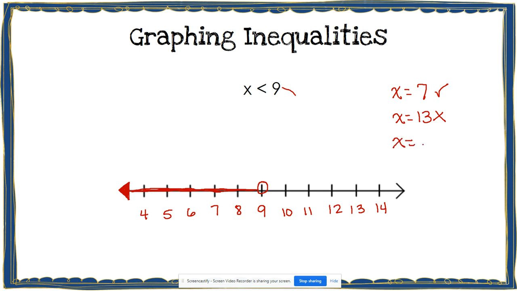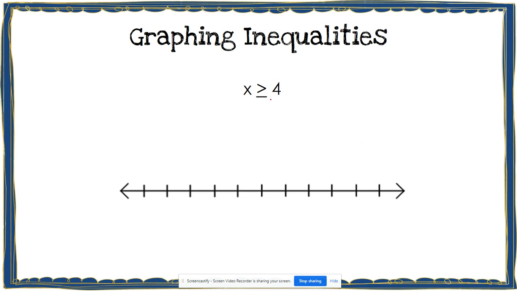I can also say, is x equals 1 a solution? Well, you notice that 1 isn't actually on my number line, but if I continue going to the left, this arrow tells me that everything to the left on my number line is still a solution. So if I continue further down, I know that 1 would be down here on my number line, and yes, that would be a solution to my inequality.